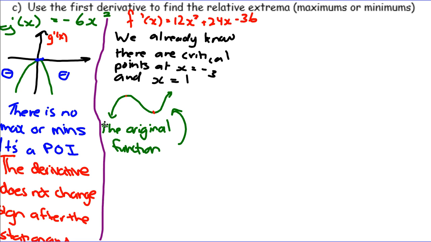The original function. So therefore, x equals negative 3, is that a maximum or a minimum? Wait, x equals negative 3? Yeah, the two points are x equals negative 3 and x equals 1. That's a maximum. Yeah, how did you know it's a maximum? From here, yeah. Wait, so where would I draw that on the graph?